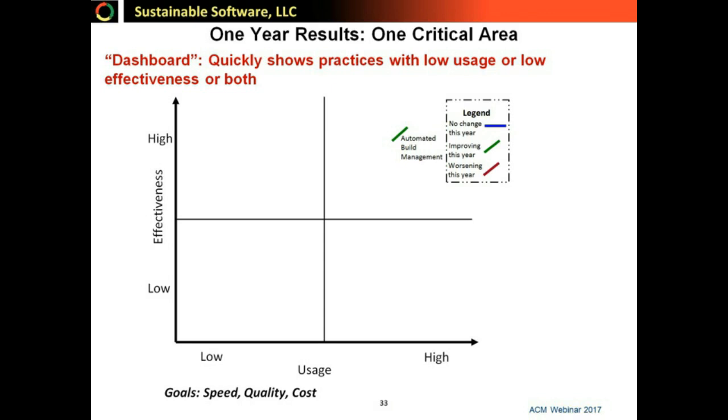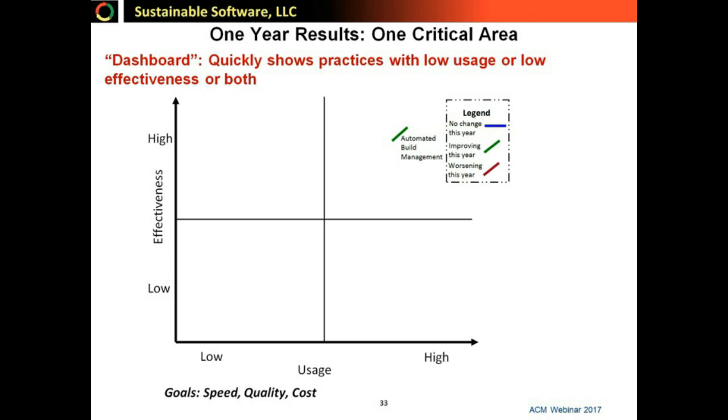So, for example, automated build management, which is the one we're showing here, at the time was viewed as highly effective and with high usage. The colors of the legend, green, blue, and red, indicate whether the practice improved, did not improve, or worsened during the course of the year. Usage wasn't hard to do. It had to do with how widely deployed. Effectiveness was more complicated. I won't go into the details, but we used both quantitative factors and qualitative factors to assess the effectiveness of any practice. So that's what a framework looks like.